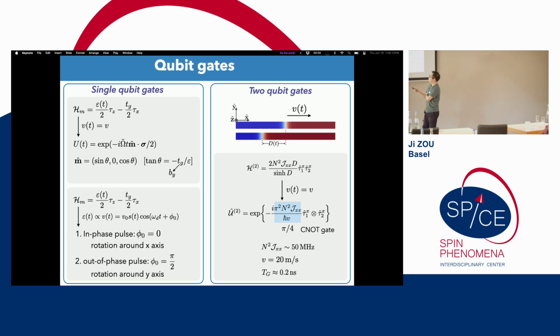And you can also shake this domain wall on the racetrack. In this way, mathematically, this is a standard story. When the pulse is in phase, then we get a rotation around the x-axis. When the pulse is out of phase, we get a rotation around the y-axis. So for the two-qubit gates, in this simple story, we need, for example, two parallel racetracks.